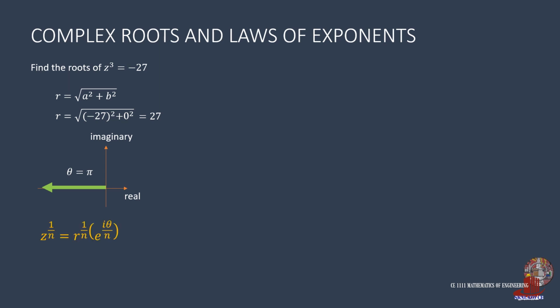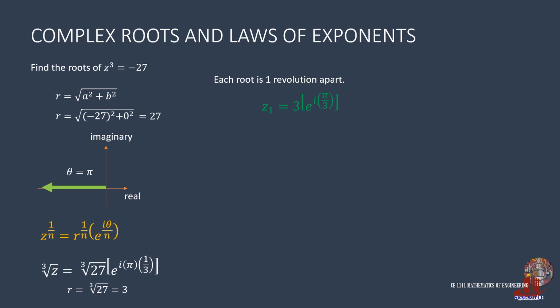Place these solved parameters in the exponential form and get the cube root of z as the cube root of 27 times e raised to i times pi multiplied by 1/3. The modulus is simplified as the cube root of 27, which is 3. Again, note that each root is 2 pi apart from the original vector. z1 uses the original vector, and that makes 3e raised to i times 1/3 of pi.